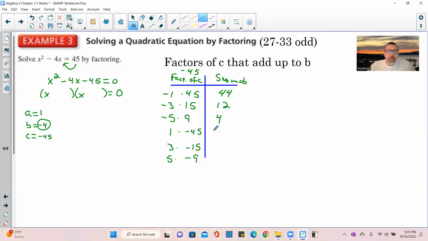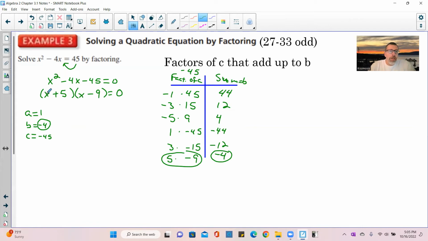Negative 45 plus 1 is negative 44. Negative 15 plus 3 is negative 12. And negative 9 plus 5 is negative 4. And there is my B. So factors of C that add up to B, and 5 is positive, and 9 is negative. And you can always check this by foiling.